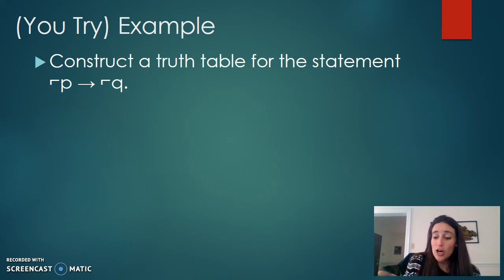See if you can do this on your own. Construct a truth table for the statement not P implies not Q. So you'll need to think about what columns to include in your truth table and in what order. And try this one out and we can check your answer in our next class.